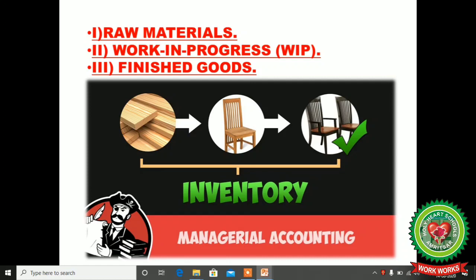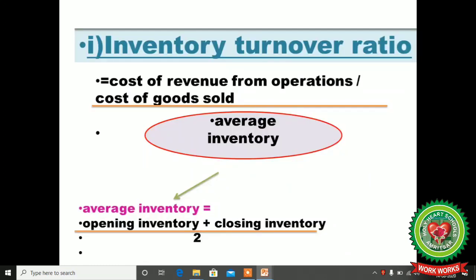For example, your raw material is wood; without painting, your chair structure is work in progress; and after painting, the finished product is your chair, final for sale. Inventory turnover ratio: the formula is cost of revenue from operations, or cost of goods sold, divided by average inventory.